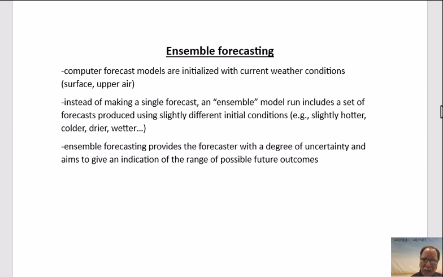In other words, one ensemble member may have slightly hotter conditions initially, another one may have slightly colder, another one slightly drier, and finally another one slightly wetter. And there can be numerous ensemble members. The European model, as a matter of fact, has as many as 50 ensemble runs in its ensemble forecasting.